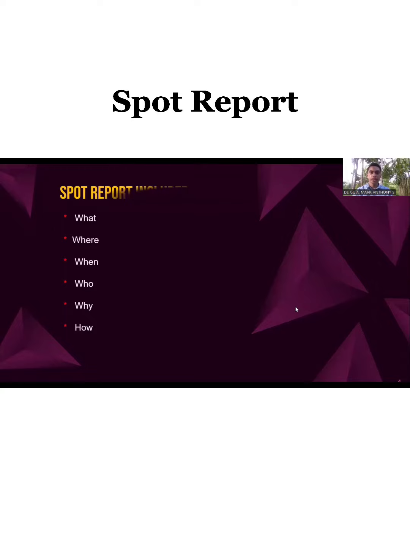For illustration's sake, each and every one of these particulars has to be included in a SPOT report. There are 6 cardinal rules for investigation. So first is what? What kind of event did it represent? It is a murder, homicide, something like that.